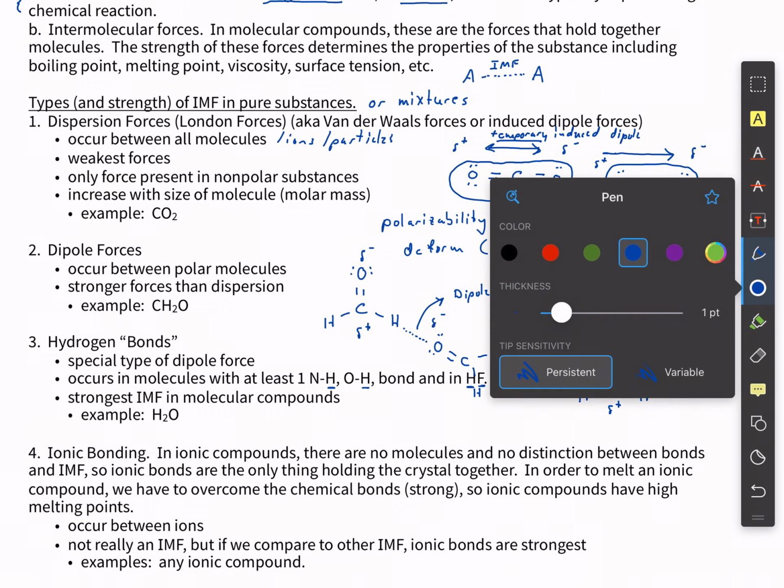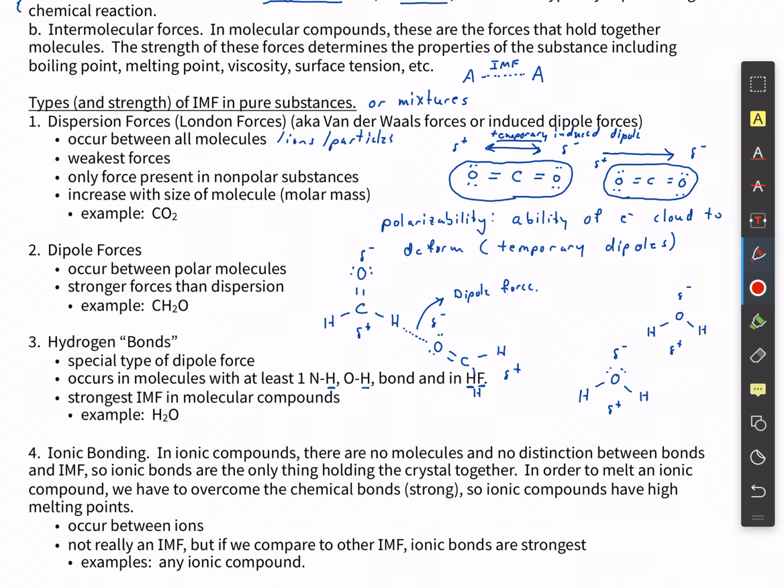And so I'll try to use a different color this time. I probably should have been doing that all along. But here in red, this dotted line would represent, in this case, a hydrogen bond. Now again, a hydrogen bond doesn't look any different on paper from a dipole force. It just happens to be that this H and this O are part of that criteria that allows this to be a hydrogen bond. And so for whatever reason, that dotted red line I just drew is a stronger force than the dipole force that we drew in formaldehyde.